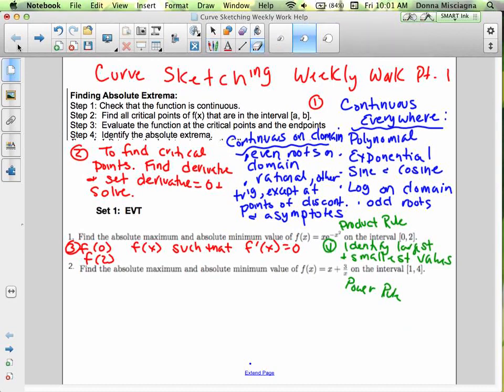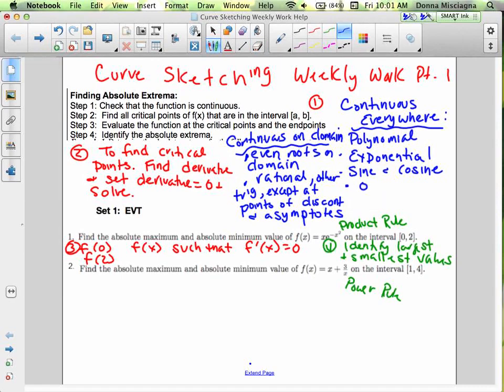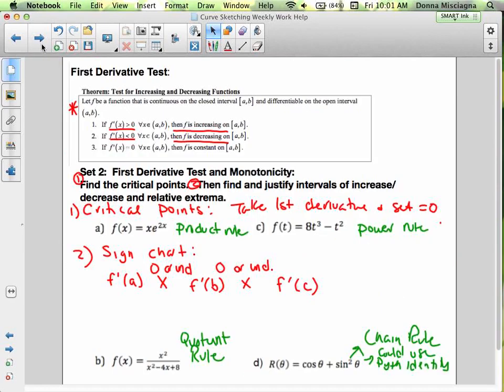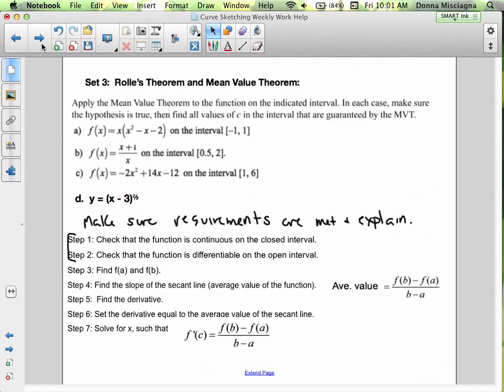Let me fix this, because I should switch these. Log belongs with the continuous on the domain group. Odd roots are continuous everywhere. Log is only on the domain. Y is continuous everywhere. No, not X. Can't just plug in negative numbers there. All right, so the same rules for continuity apply. Differentiability, got to be continuous.